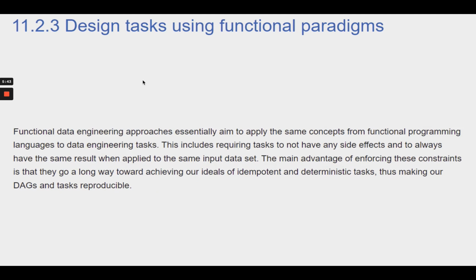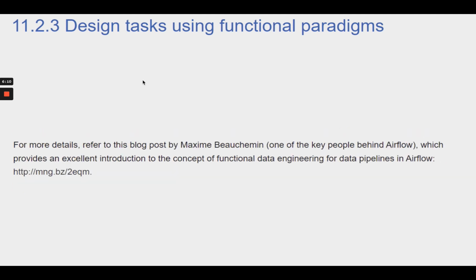Functional data engineering approaches essentially aim to apply the same concepts from functional programming languages to data engineering tasks. This includes requiring tasks to not have any side effects and to always have the same result when applied to the same input dataset. The main advantage of enforcing these constraints is that they go a long way toward achieving our ideals of idempotent and deterministic tasks, thus making our DAGs and tasks reproducible.